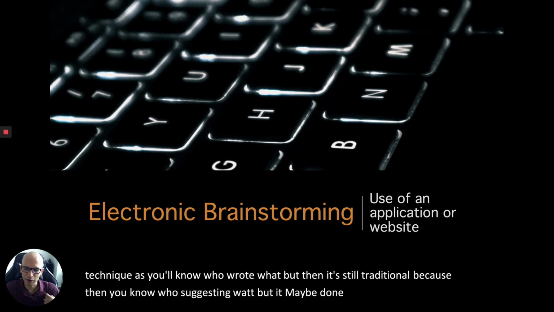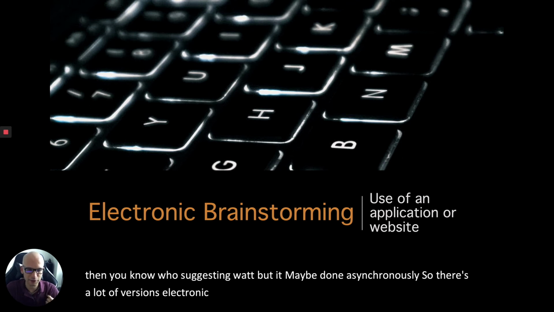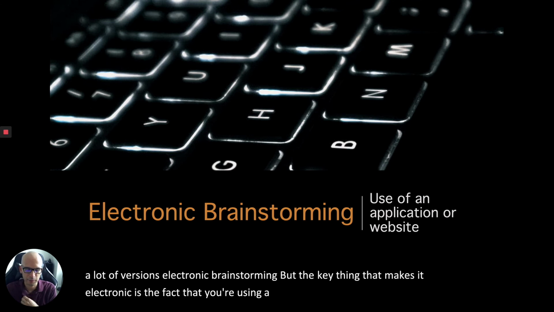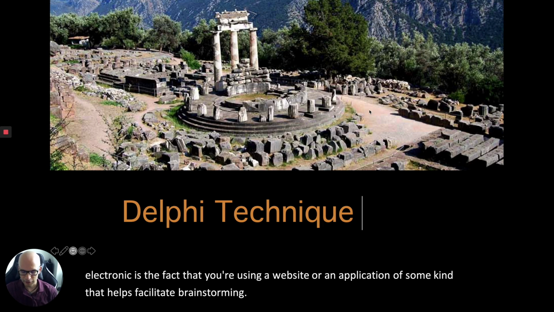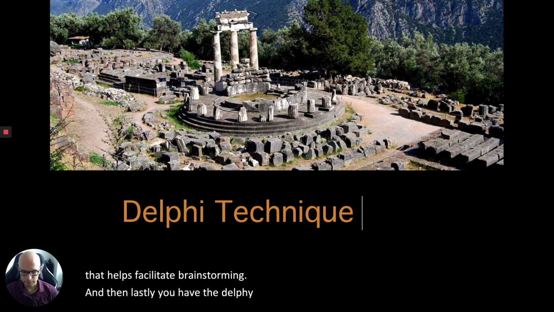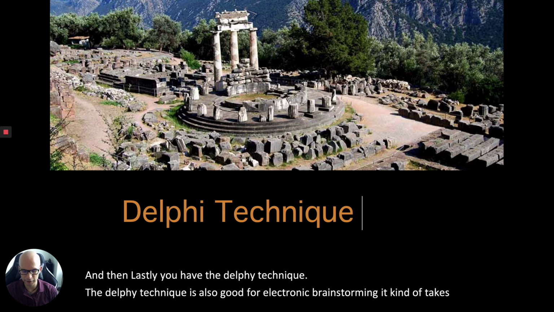So there's a lot of versions of electronic brainstorming, but the key thing that makes it electronic is the fact that you're using a website or an application of some kind that helps facilitate brainstorming. And then lastly, you have the Delphi technique. The Delphi technique is also good for electronic brainstorming, and it kind of takes the nominal group technique even further.